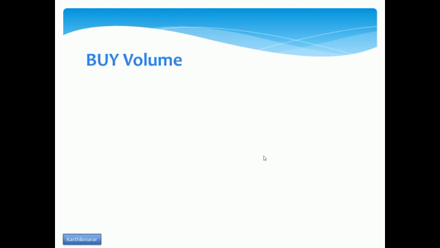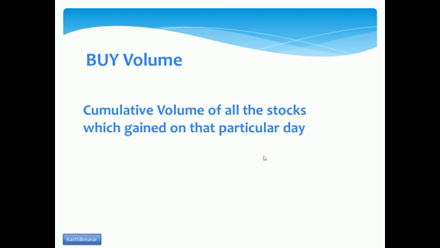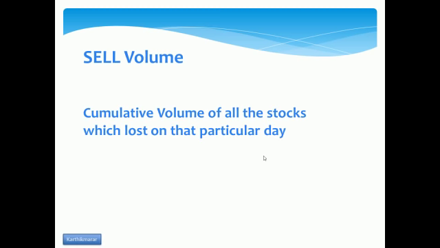Now, how do we determine the buy volume? Because in the market, for every buy there is a sell, and for every sell there is a buy. Here we will use a proxy. The cumulative volume of all the stocks which gained on that particular day will be our proxy for the buy volume. Similarly, the sell volume. The cumulative volume of all the stocks which lost on that particular day will be our sell volume.